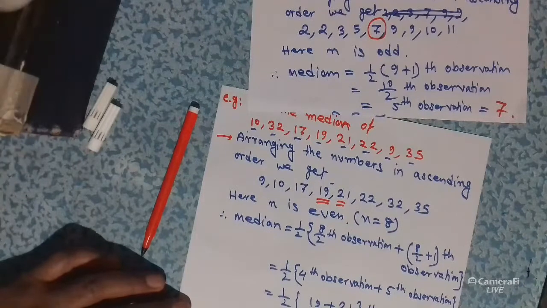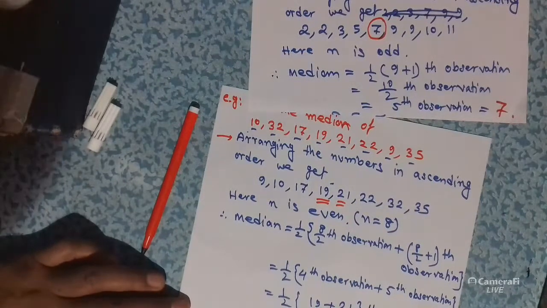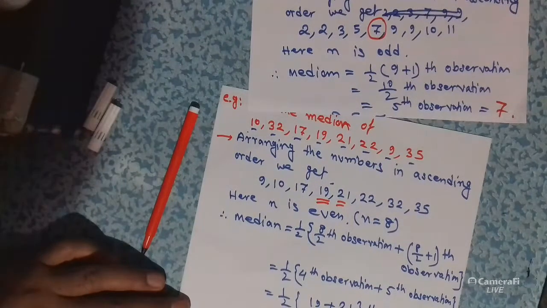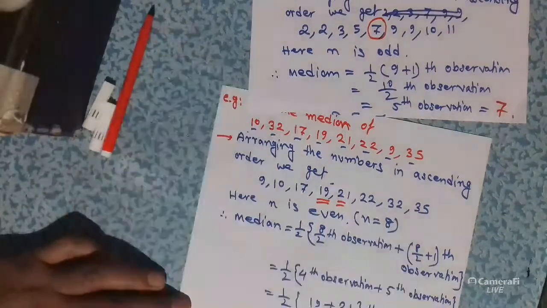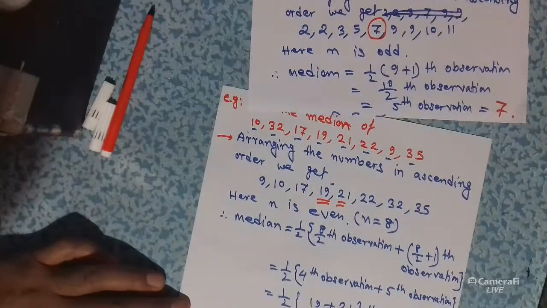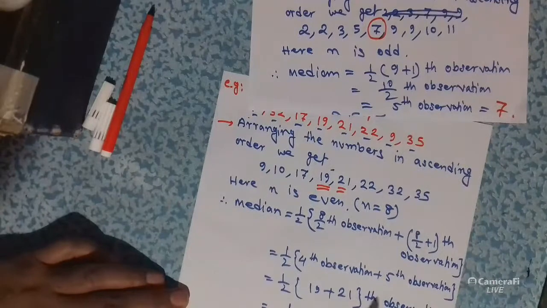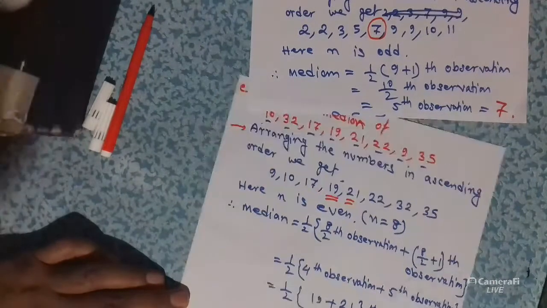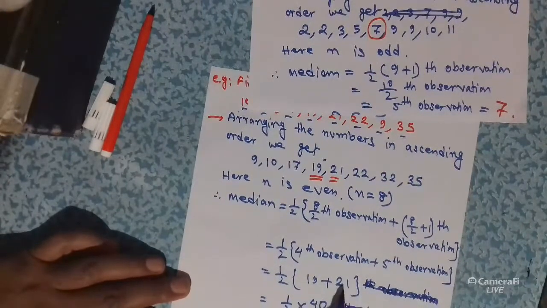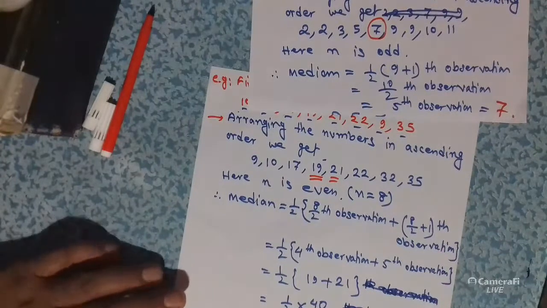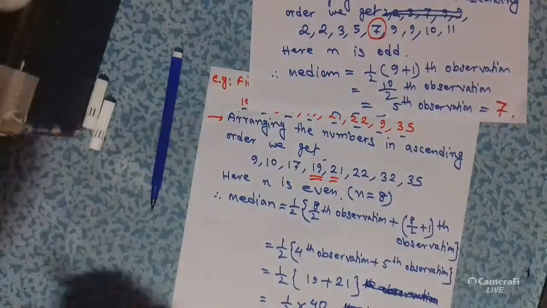So half of 19 plus 21. Here the 4th observation is 19 and the 5th observation is 21. So 19 plus 21 is 40. So 40 by 2 is equal to 20. So 20 is the right answer.